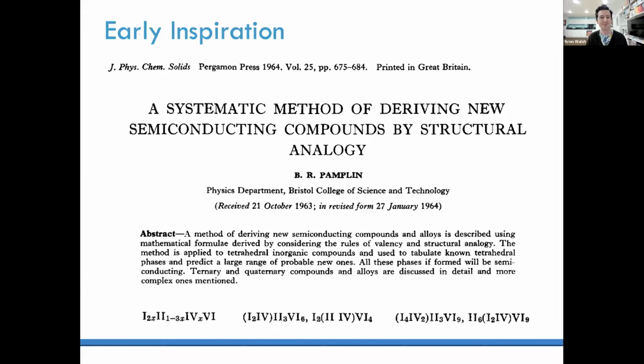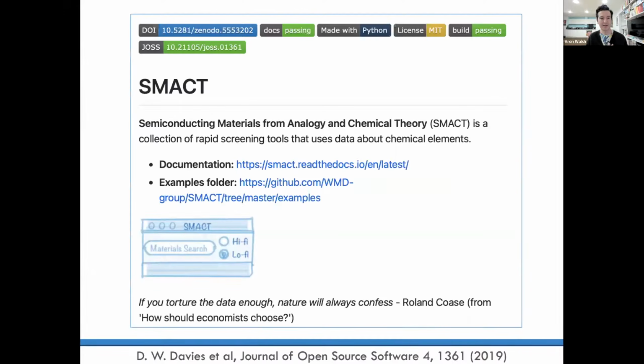If we take into account valence electron counting rules, there should be a whole range of multi-component semiconductors that should be accessible. But at the time, it was really just based on electron counting. There's no other metric to say whether those materials would be chemically sensible or would they be stable? So that inspired us to put together, I think, a relatively simple package called SMACT. So Semiconductor Materials from Analogy and Chemical Theory. So directly inspired by the work of Brian Pamplin and others at the time.